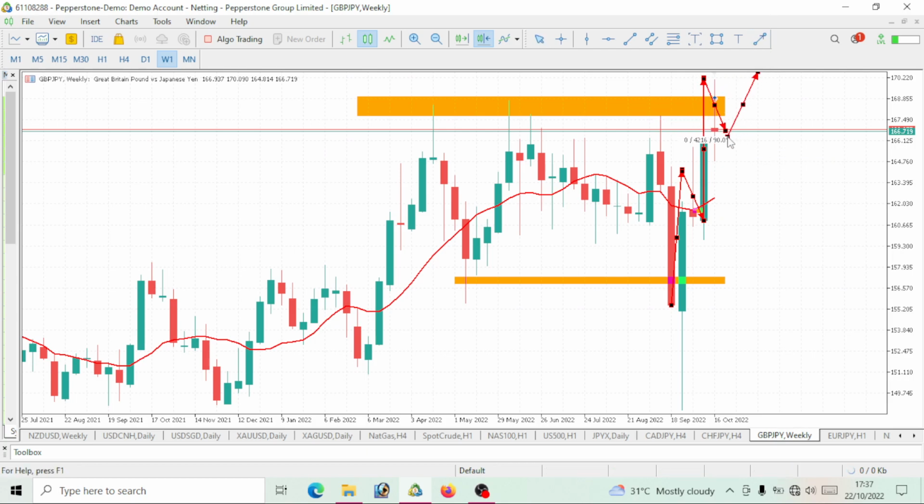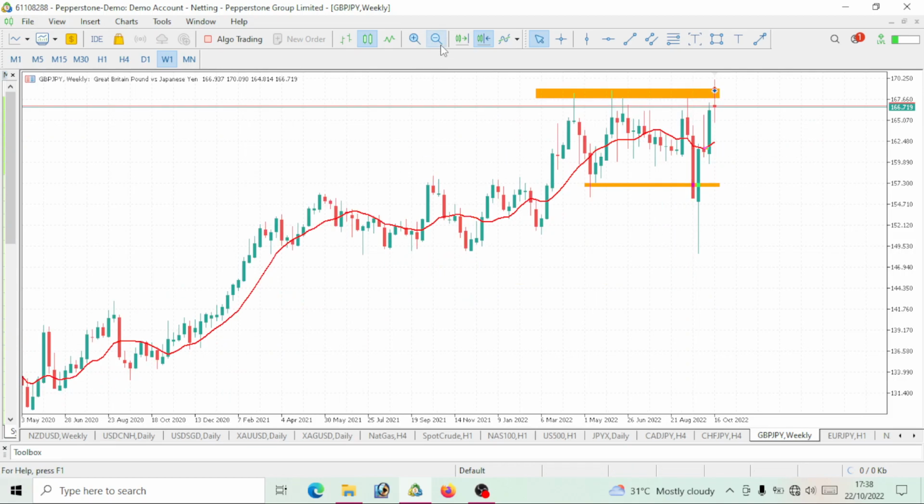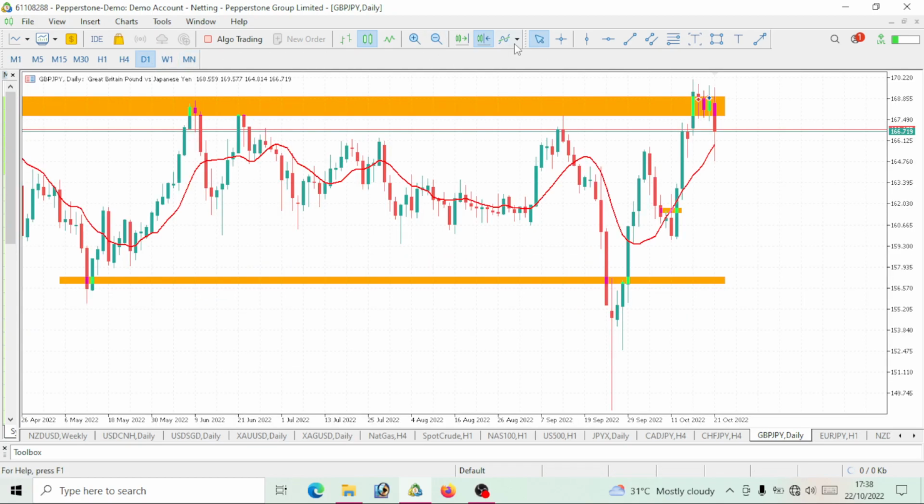So I believe GBPJPY will close bullish this week, as we are predicting. I would want to see a bullish move. You can see that price has rolled up massively and closed slightly bearish. This is why we are having this huge candlestick this week. So we are still on a bullish move above all, and this week we are expecting to close bullish on GBPJPY. Now let's take a look at this on our daily time frame.